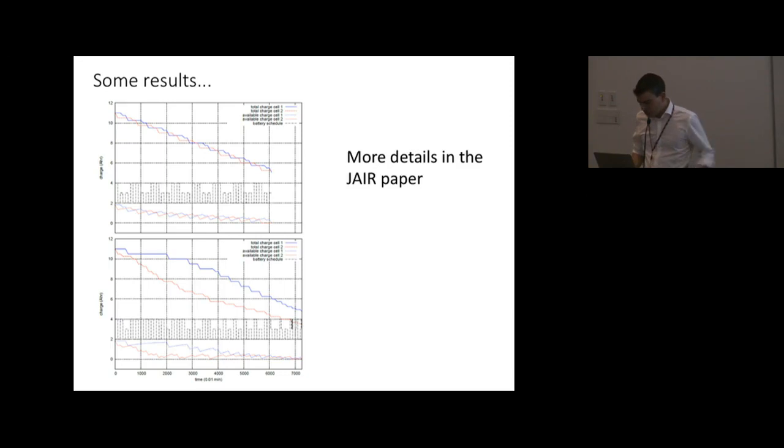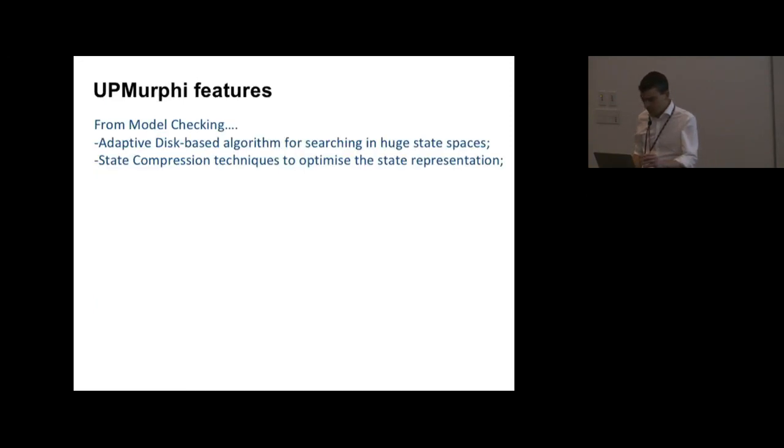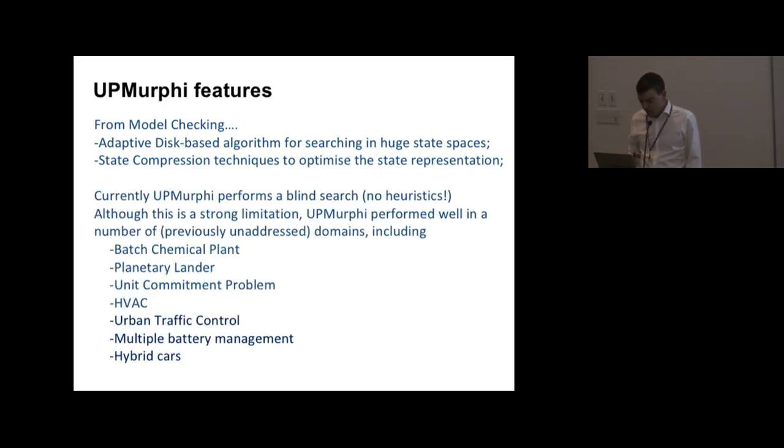The nice point of using model checking, at least in my opinion, is that the model checking community did a lot of work in creating efficient algorithms and efficient data structures. So in some sense, we can leverage the effort that has been made in model checking. As I said, UPMurphi performs a blind search, which is not good in general, right? However, it's quite easy to introduce domain-specific heuristics in UPMurphi, so that in practice, for real applications, you can use UPMurphi quite successfully.